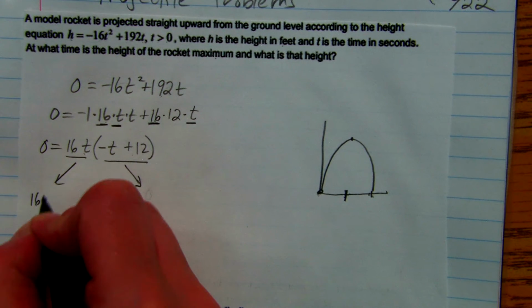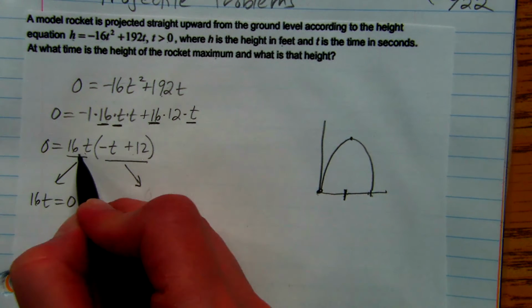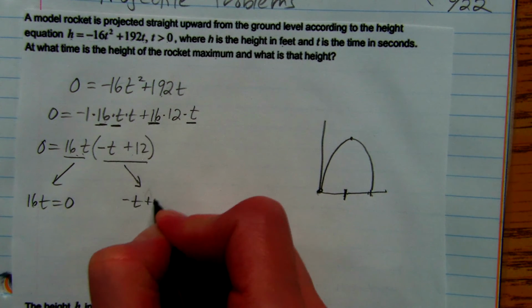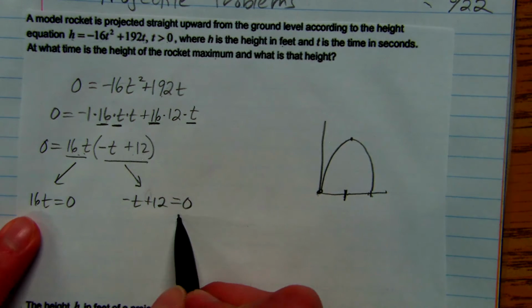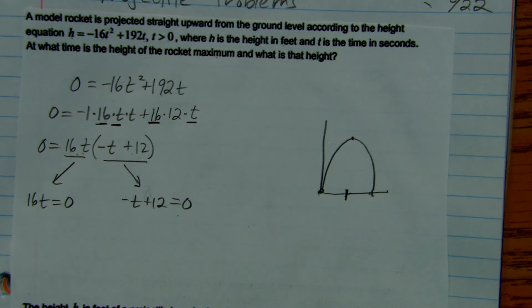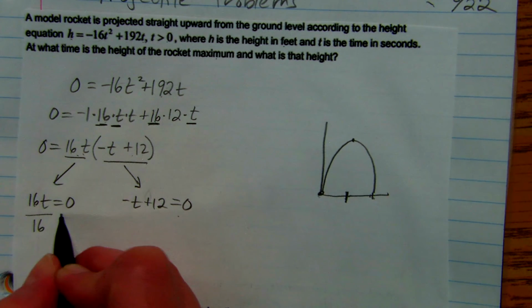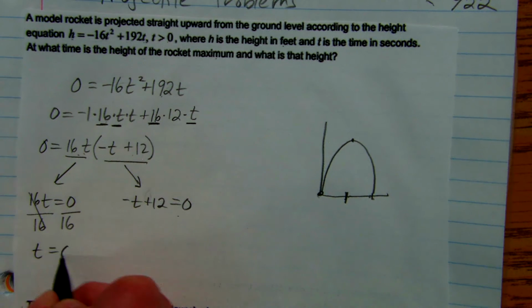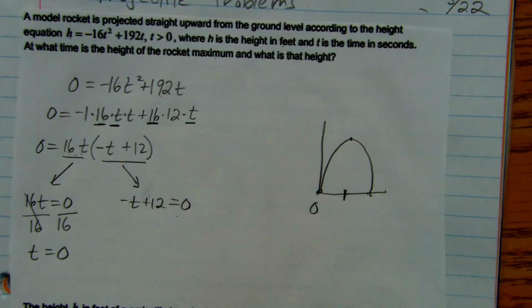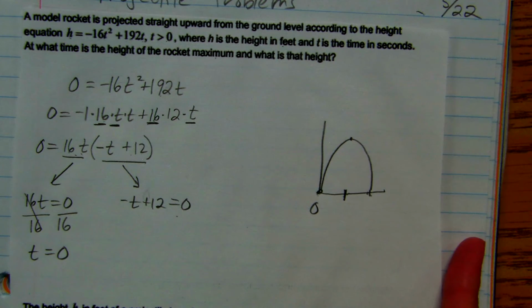So 16t equals 0 is how I set up the first one, and negative t plus 12 equals 0 is the second, so you just take these pieces and set them equal to 0. And then we're solving equations like we have solved before. t equals 0, t equals 12. Okay, so he's telling me t equals 0, so let's just double check. If we divide by 16, I do get 0. So we started at 0. We already knew that one, so that one's not super helpful.